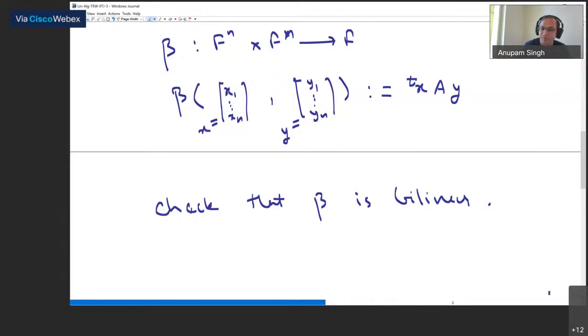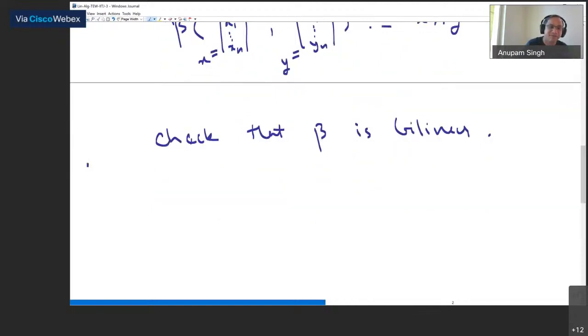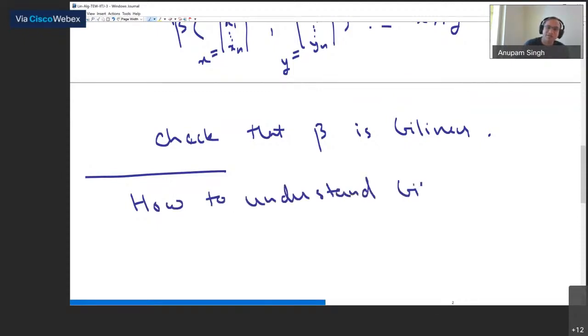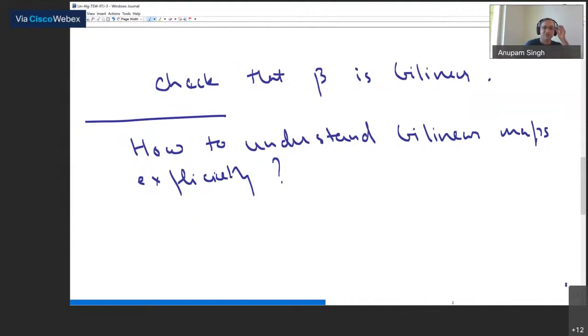Okay, but how to think more generally of a bilinear map? I have defined it as some kind of function, but how do we understand bilinear maps explicitly? In a way, what do I mean by explicitly? Can we associate matrices or something like that, which we are more familiar with?